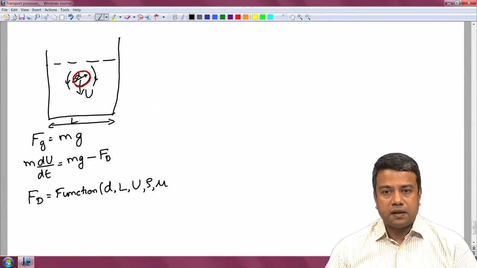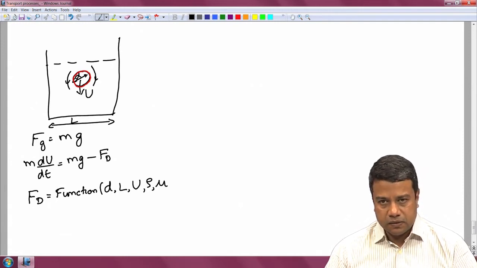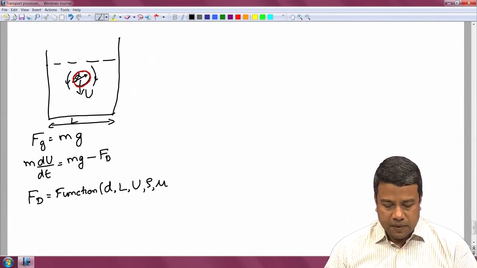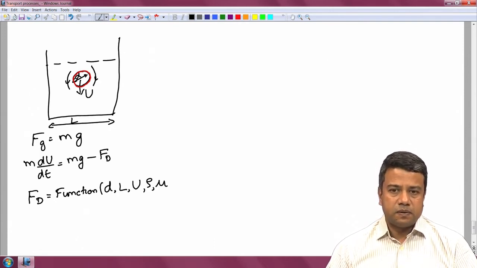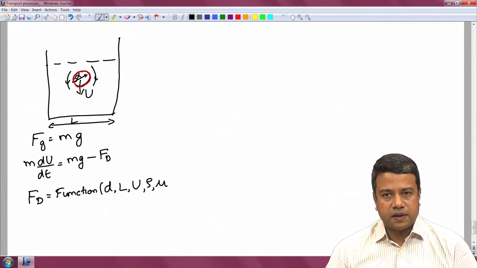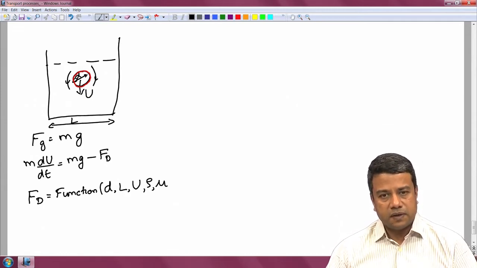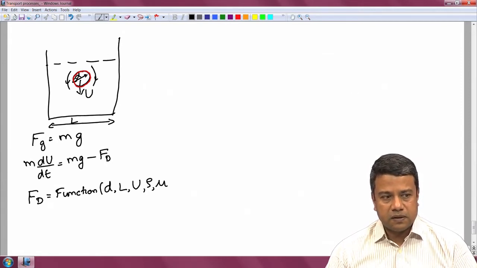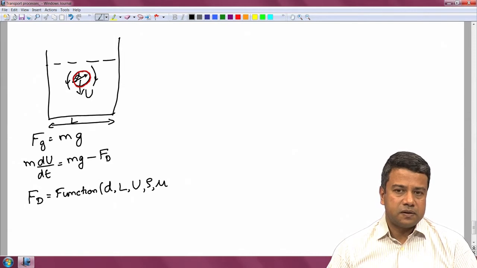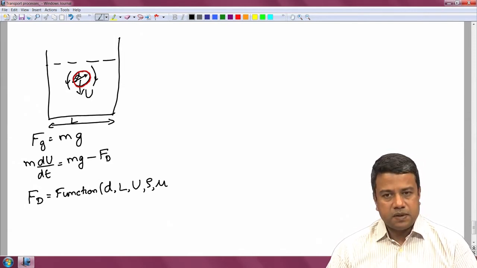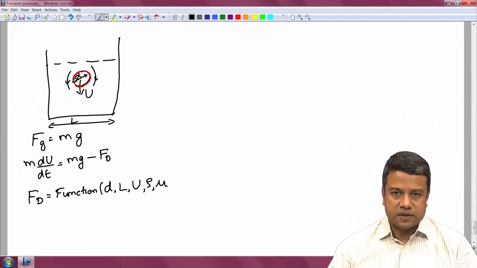While enumerating these dimensional groups, one has to be careful. The particle density, for example, does not affect the drag force. The drag force is due to the fluid flow around the particle. And for the fluid flow around the particle, the only relevant quantity is going to be the fluid density. Similarly, the acceleration due to gravity does not affect the drag force.